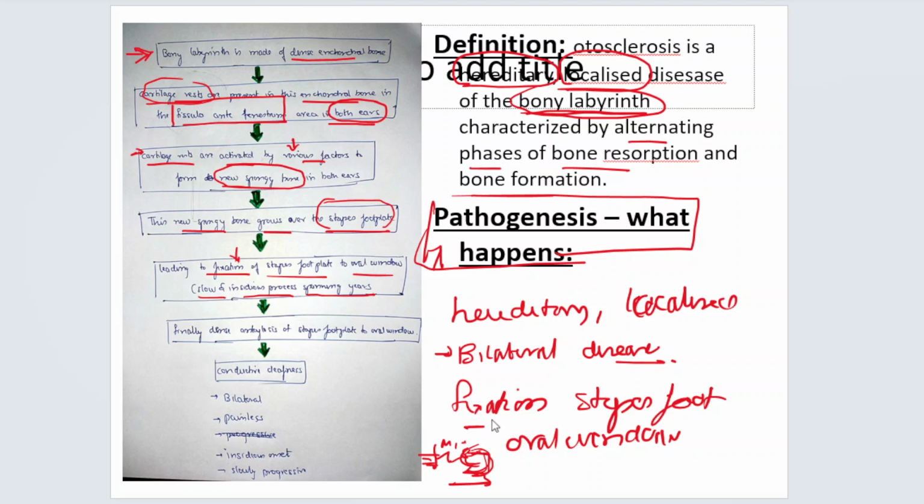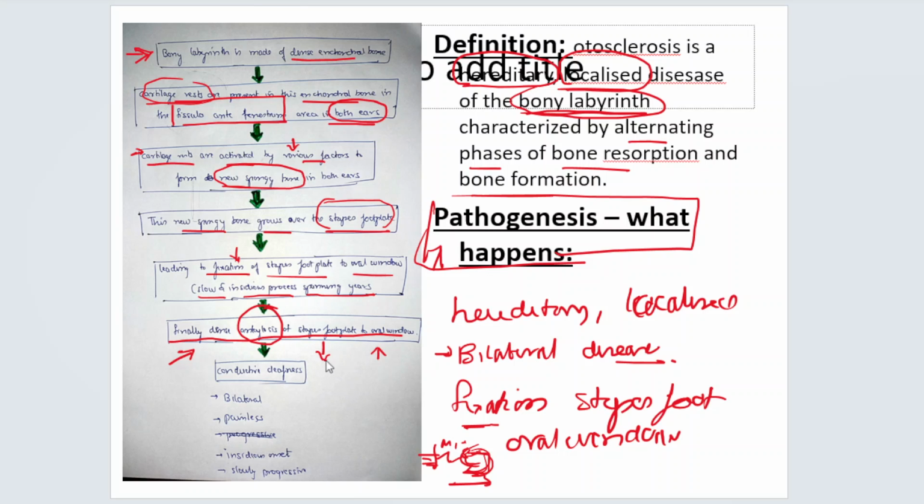It doesn't get fixed all of a sudden. It is a slowly progressive kind of disease. Finally, after many decades, the final dense ankylosis of the stapes footplate to the oval window occurs. So over a period of many years, there is dense ankylosis of the stapes footplate to the oval window. This results in conductive deafness.